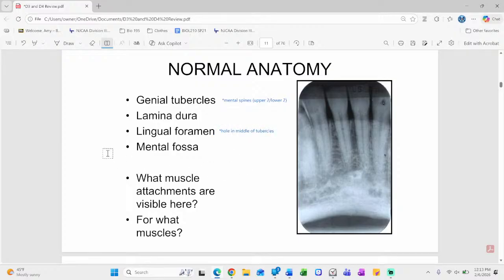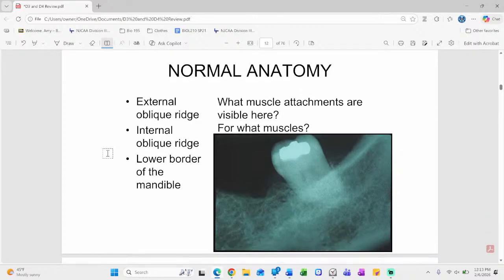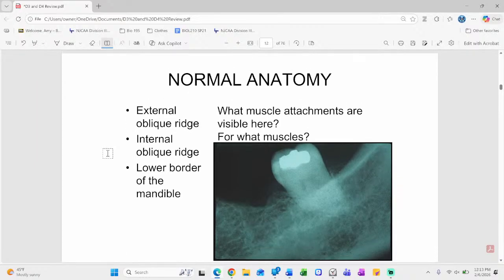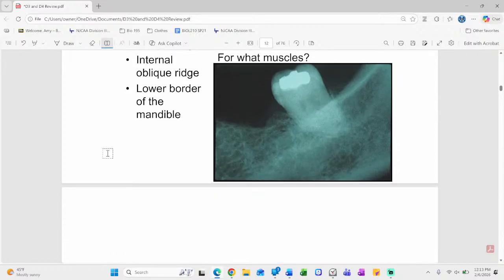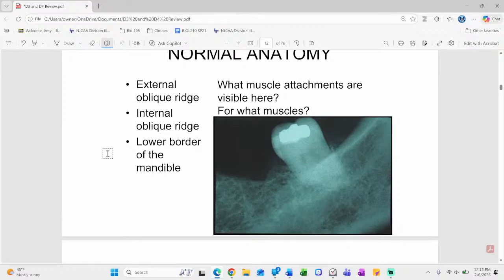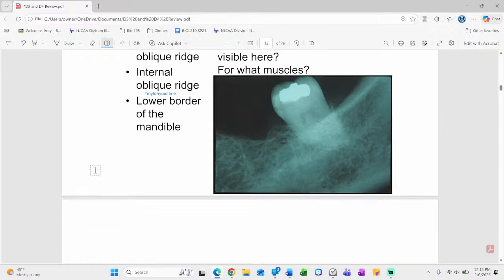We good here? You've had this image from me before, so seeing all those lines, and just because the teeth are gone, the lines remain because muscles attach, right? So they never go away. They may get closer together because as the bone resorbs, but they never go away. There you go. This one, external oblique, right? Internal oblique, also known as mylohyoid line. Here's your cortex. Everybody knows what attaches. Okay.